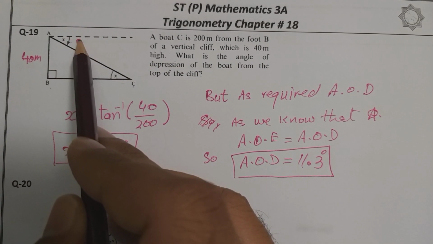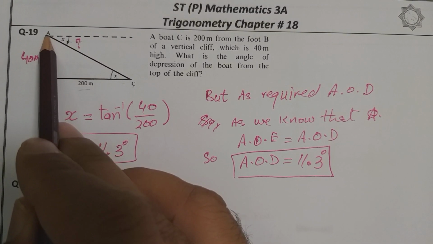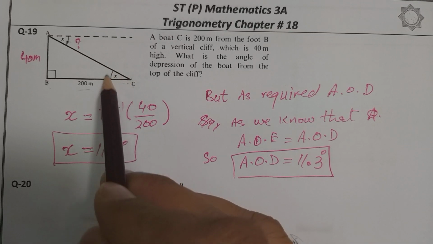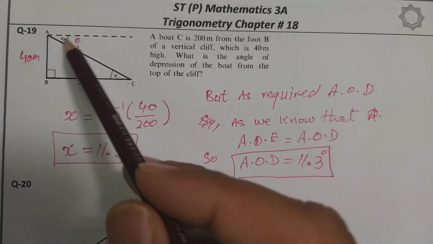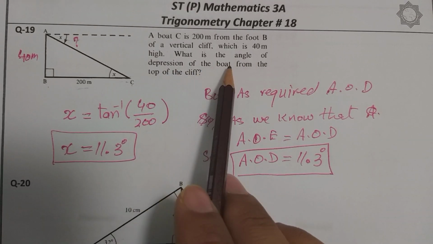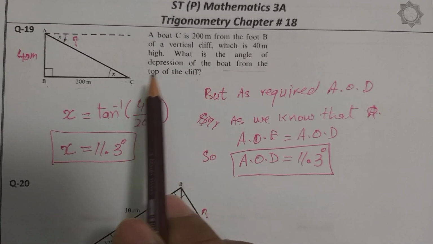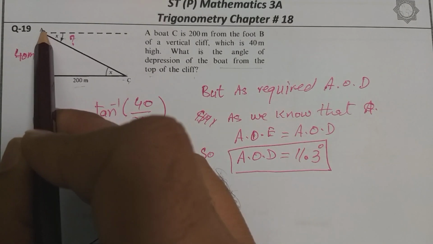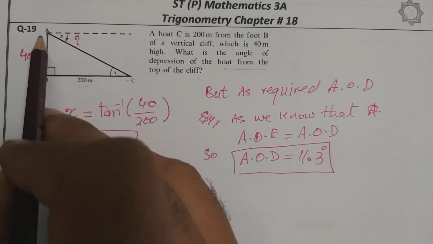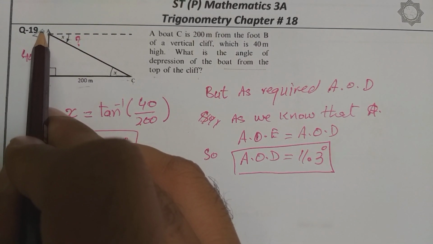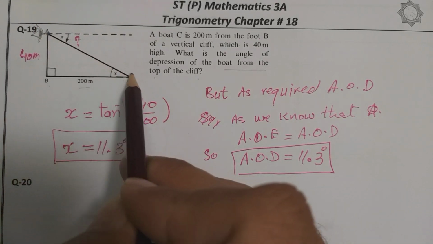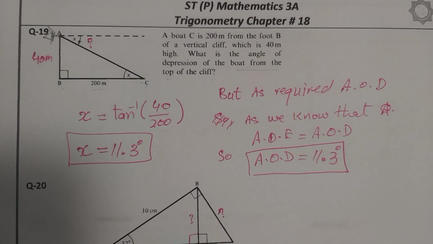This is the angle of depression because from a particular point we look down, it becomes angle of depression. If we look from here, it becomes angle of elevation. Elevation means upward and depression means the downward angle. So what is the angle of depression of the boat from the top of the cliff? From the top of the cliff, it means looking downward. So from the eye level, if the eye is here, this is the angle of depression.